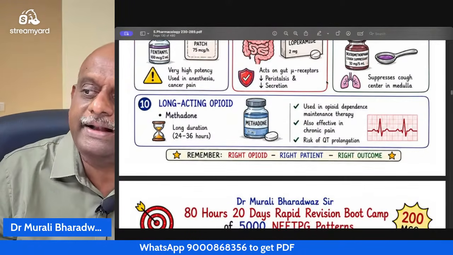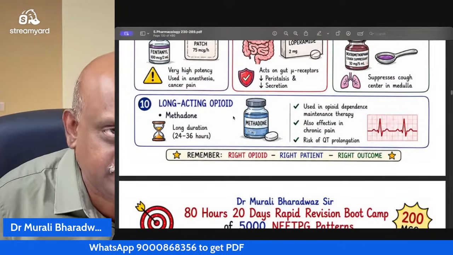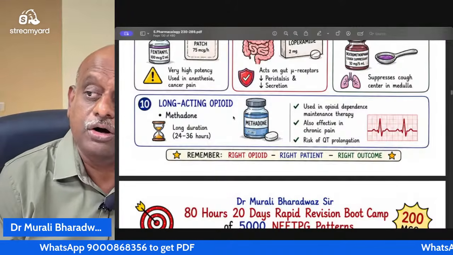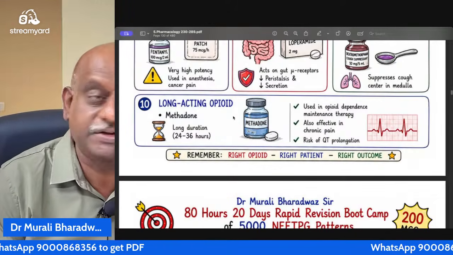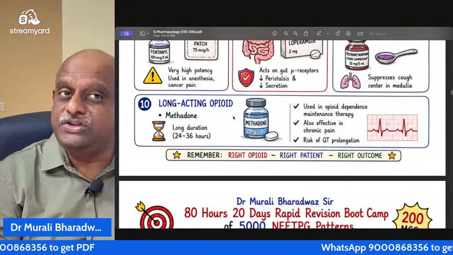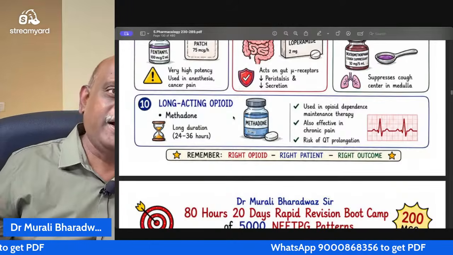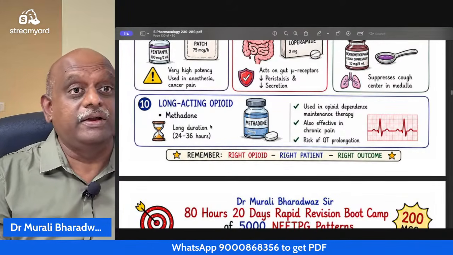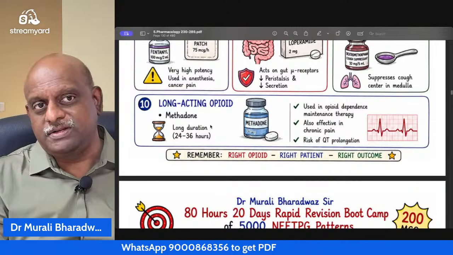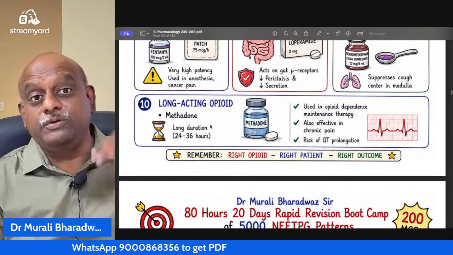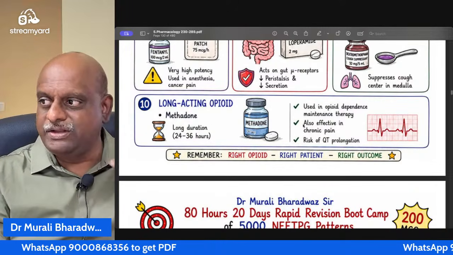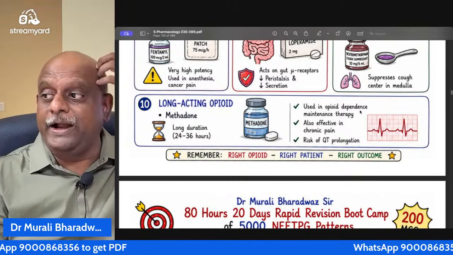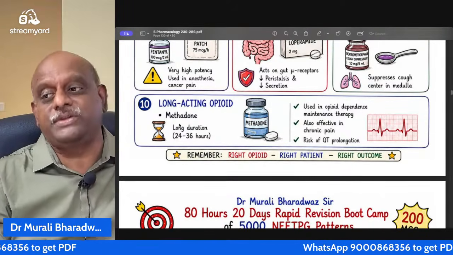So the long-acting opioid always is methadone. It has a long duration, 24 to 36 hours. So for ganja and opioid drug addicts, you need to replace with something which is more long-acting. That is the reason for opioid dependence maintenance therapy, we use methadone.